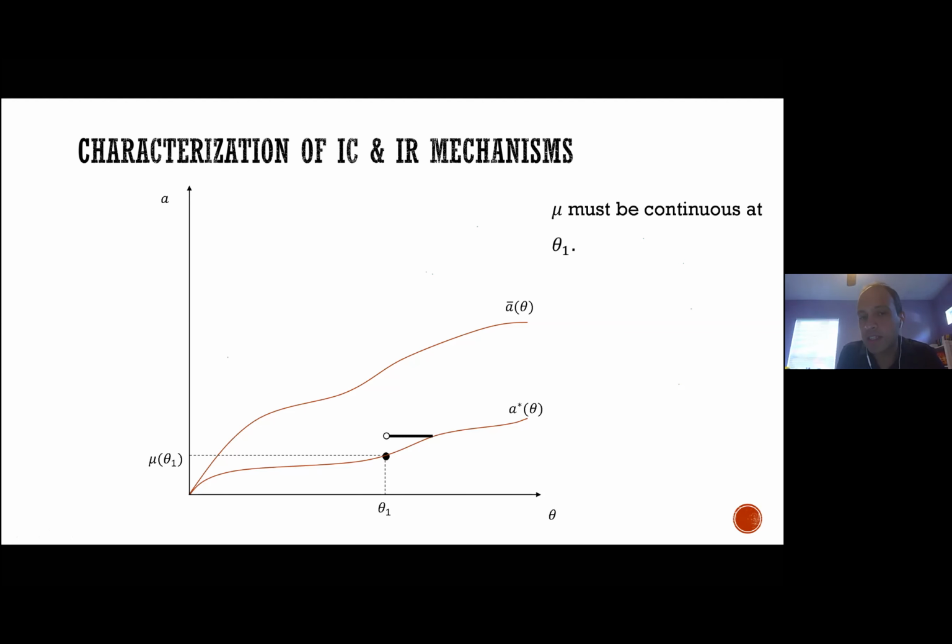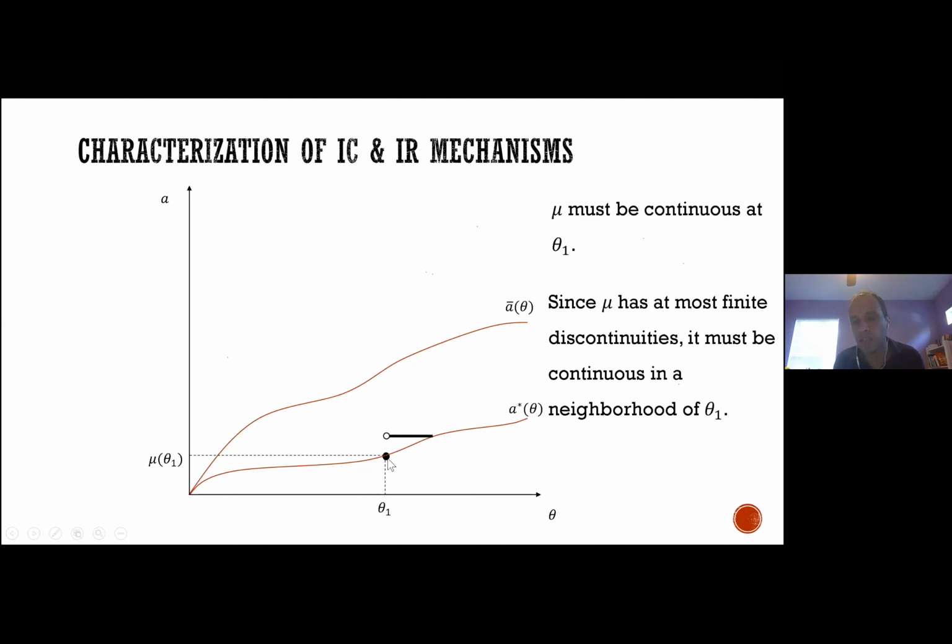So in fact, since I've assumed that the mechanism must have at most a finite number of points of discontinuities, not only should the mechanism be continuous at theta 1, it must be continuous in a neighborhood around theta 1. You can argue that because I'm assuming only a finite number of points of discontinuities. So there must be an open interval around theta 1 such that the mechanism is actually continuous.